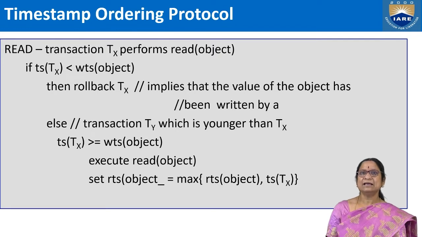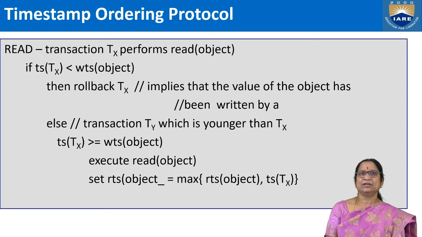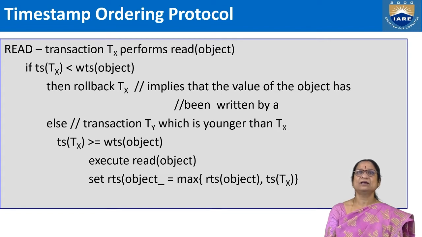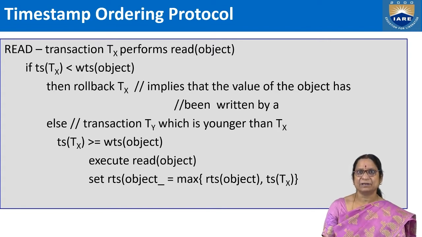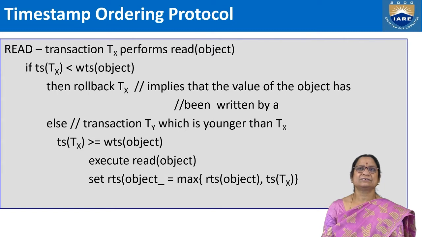The same was represented by a pseudocode actually. Read transaction TX performs read of the object. If the timestamp of transaction TX is less than the write timestamp of the object, WTS standing for write timestamp, then roll back. As I told you, if the timestamp of the current transaction is less than the write timestamp of the object, it must be rolled back. Otherwise, TY can be issued.